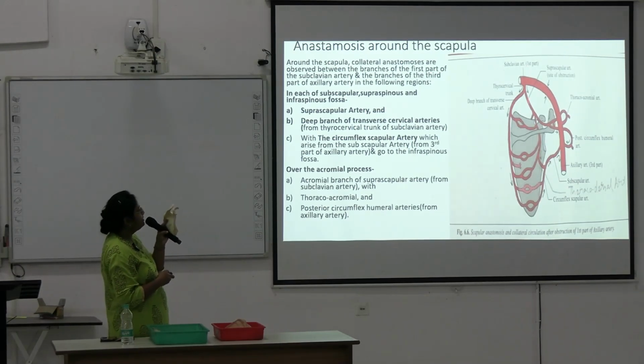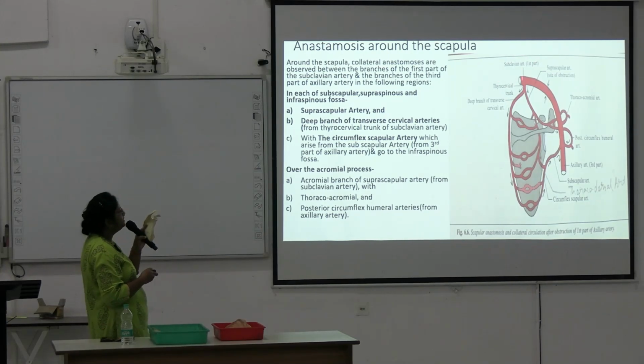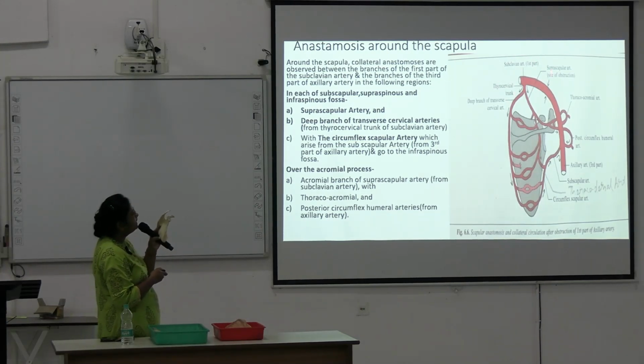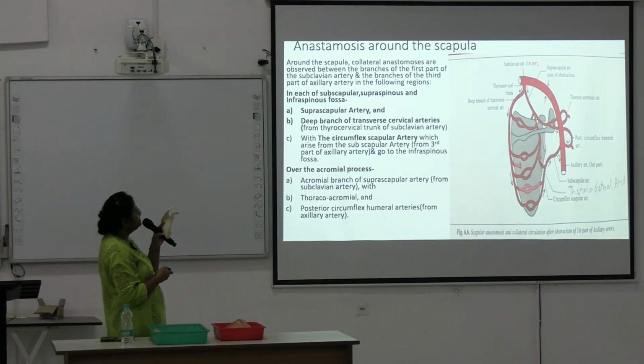Here you can see from the first part of the subclavian artery, one branch is the thyrocervical trunk. It divides into the deep branch of the transverse cervical artery and the suprascapular artery. Suprascapular vessels pass near the suprascapular notch, and the deep branch of the transverse cervical artery passes along the medial border of the scapula.